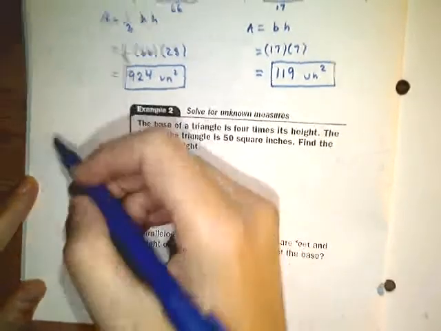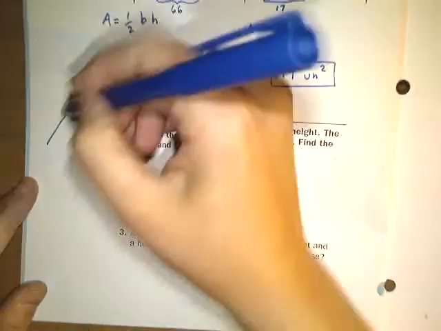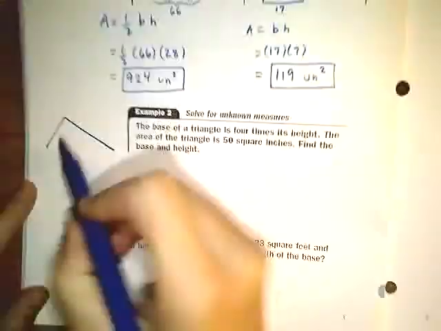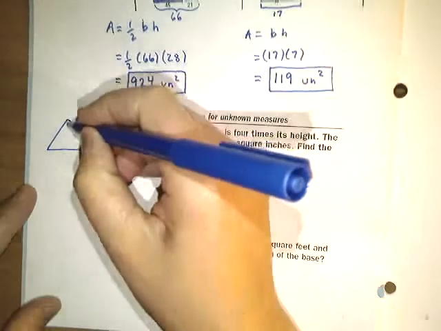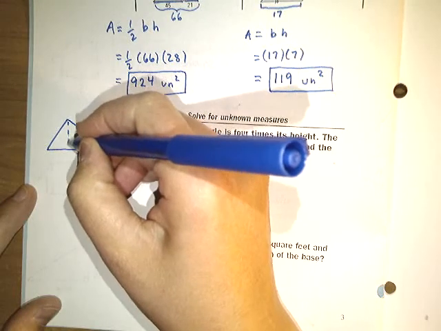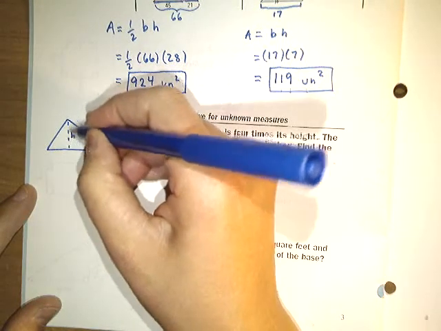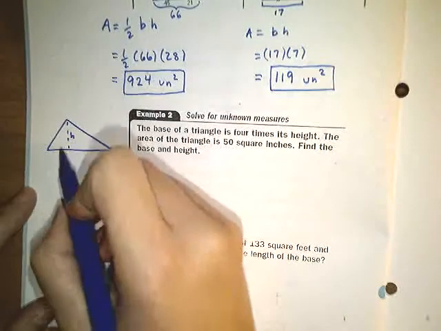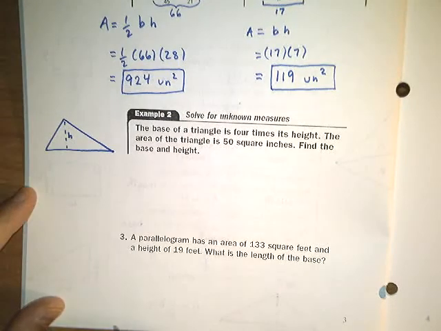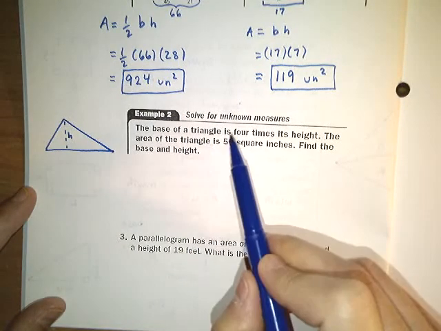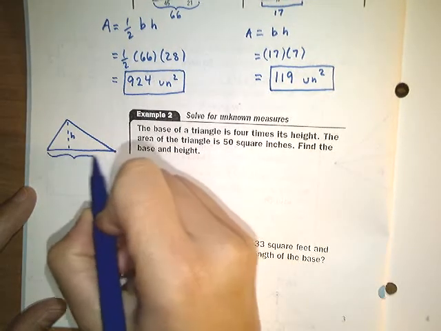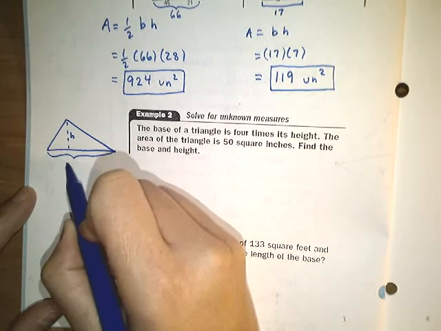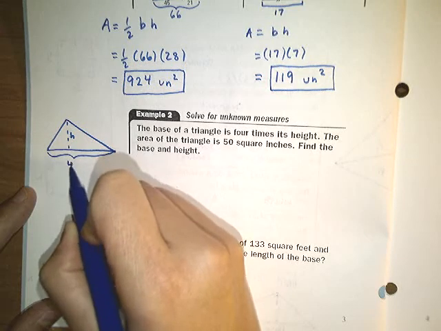In example number 2, they're talking about a triangle. And they say that the height, which on this triangle would be here, and the base have a certain relationship. It says the base of the triangle is 4 times the height. So the distance here is 4 times the amount of h, so we're going to call that 4h.